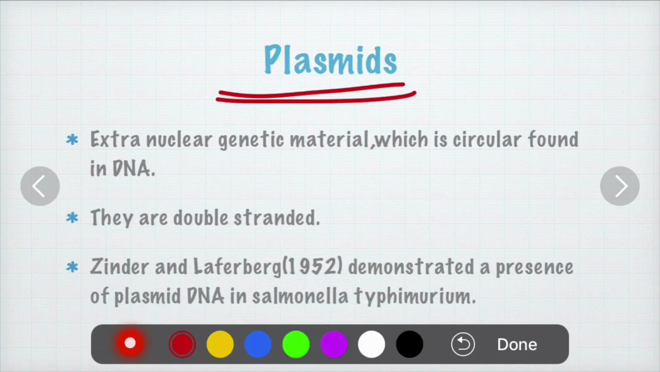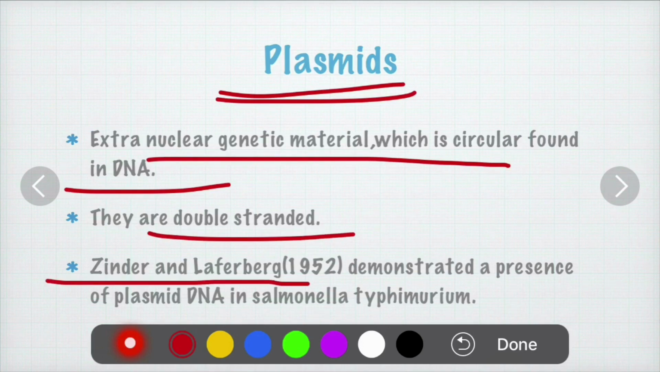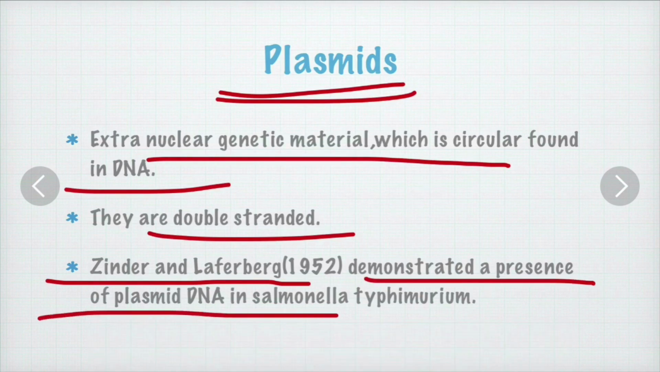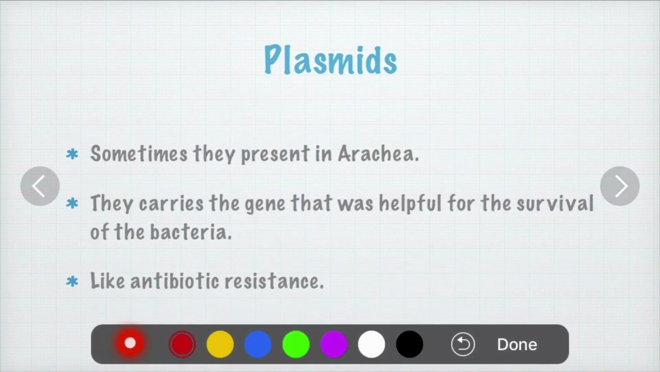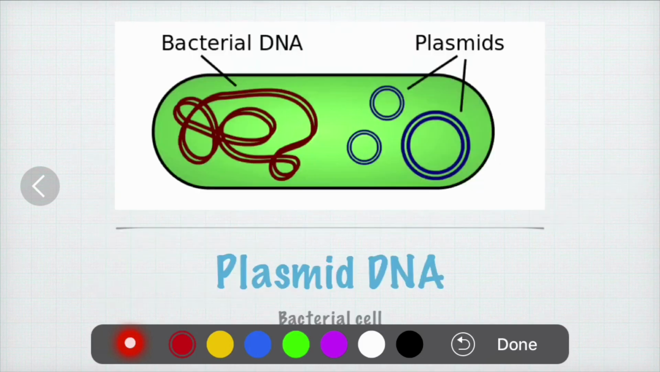Next are the plasmids. These are extranuclear genetic material which is circular and double stranded DNA. It was first found by Zinder and Lederberg in 1952. They demonstrated the presence of plasmid DNA in Salmonella typhimurium. Sometimes plasmids are present in Archaea. They carry genes that are helpful for the survival of the bacteria, that is, genes responsible for antibiotic resistance and resistance against antibacterial agents.